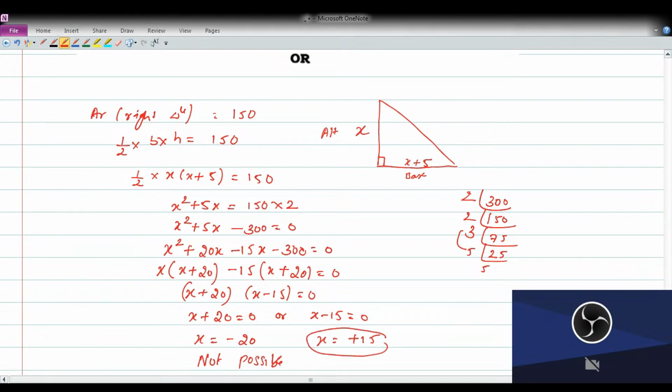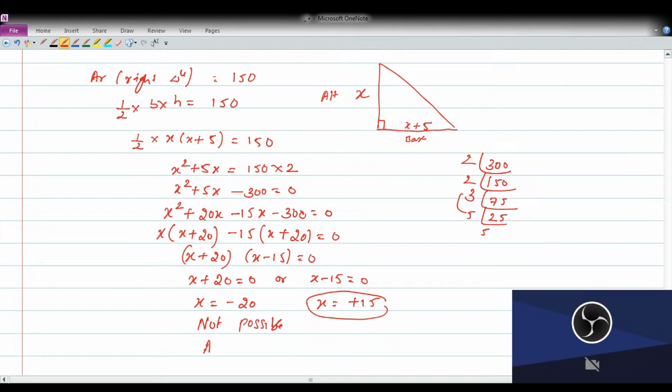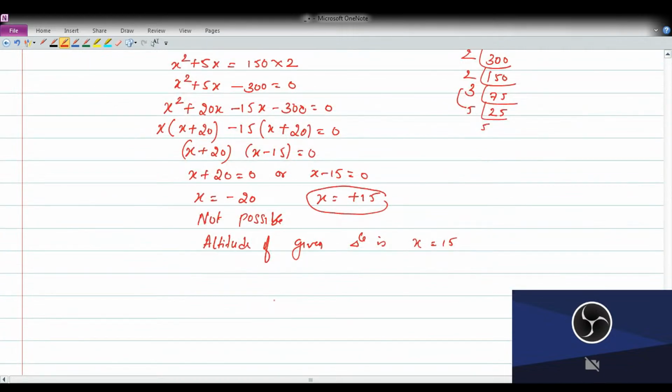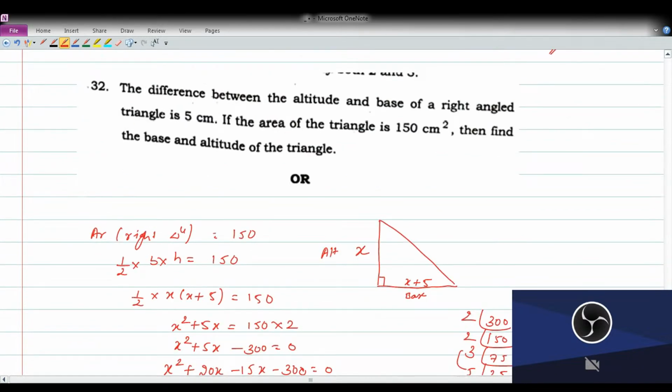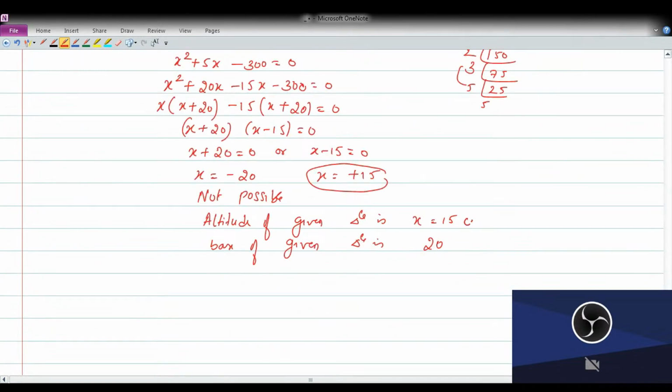So if x is equal to 15, then the altitude of the given triangle is x, that is equal to 15 centimeter, and the base of the given triangle is 20. What is it given, centimeter or meter? It is in centimeter. This is 15 centimeter and 20 centimeter.